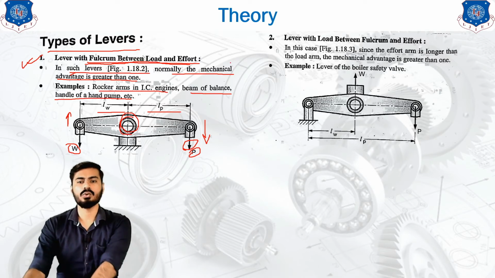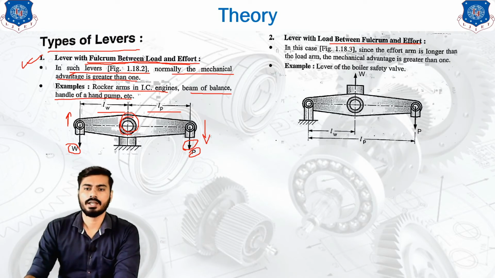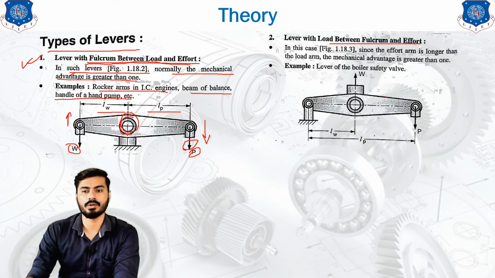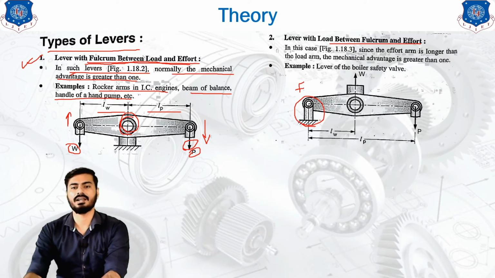The type number 2 is the lever with the load between the fulcrum and the effort. So the name itself indicates that this time the load is between the fulcrum and the effort. So what we are going to do, we are going to take our fulcrum on the side. Okay, so fulcrum is over here. This is our fulcrum about which the lever is rotating.